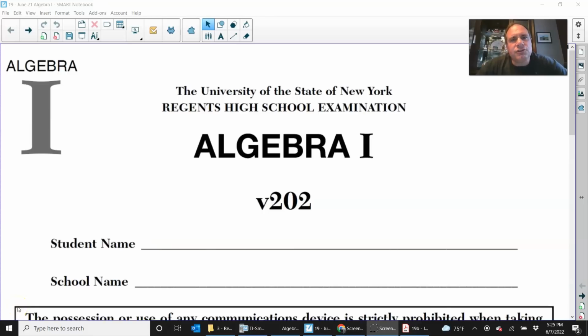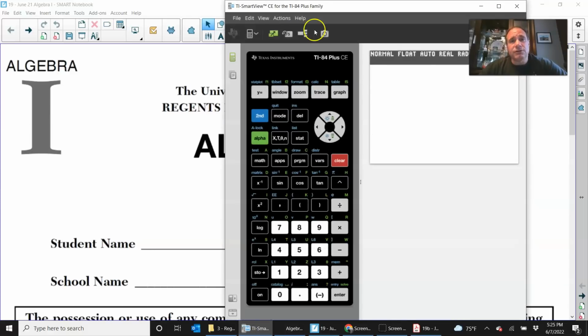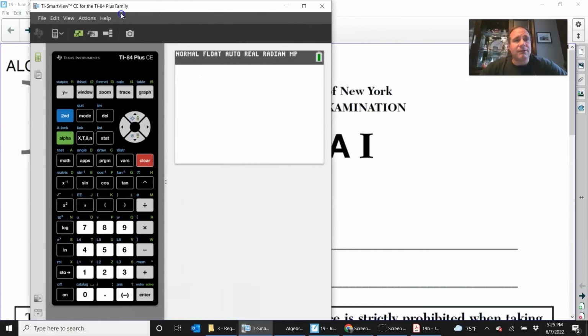Everyone, this is the June 2021 Algebra I Regents for New York State, and we are just going to get right to it. But before we do, they're going to ask you to reset your calculator.